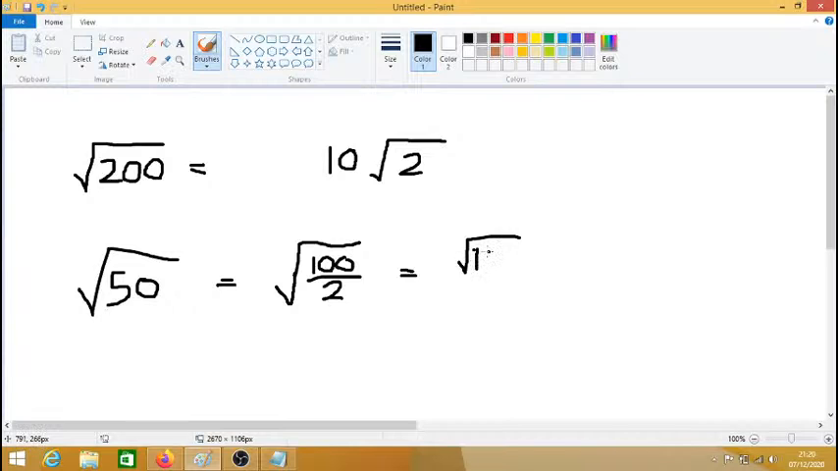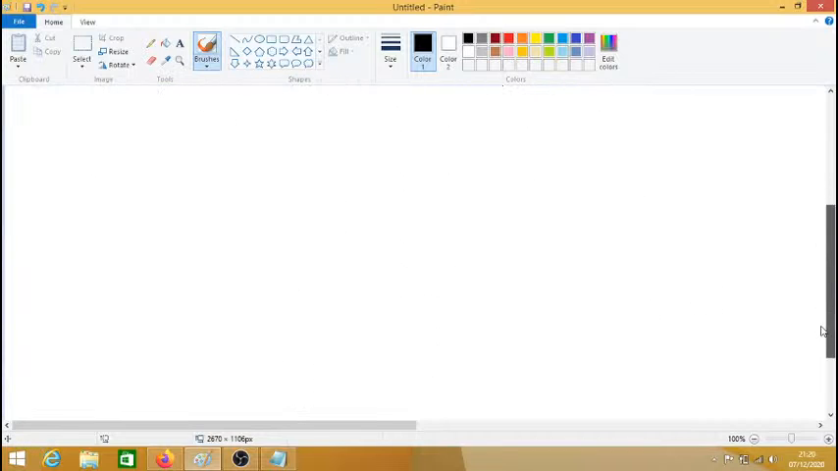This only works with times and divide, by the way. Don't try this with add or take away. With add or take away, the rules are different. So with times or divide, you can split that. And now the top is quite easy to work out, which is 10. So it's 10 over root 2. Okay, so hopefully an easy one for you to get your head around. Multiplying and dividing surds. I'll just give you a practice one to finish off with.